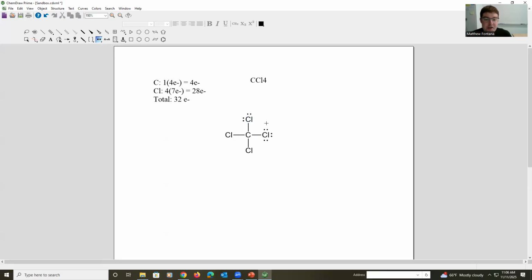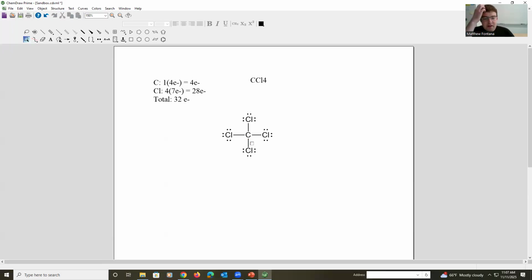Then you do the same thing for the other chlorine, add those lone pairs, do the same thing for the other chlorine, and then for the last chlorine. Okay. So once you've done this, you can notice that you have four chlorine atoms and they all have an octet on them. Okay, so that's good. Then we look at carbon and we need to ask ourselves, does carbon have an octet? And so we look at carbon and it has four single bonds, and each single bond counts as two electrons. So we have two, four, six, eight electrons associated with carbon. And so carbon has an octet.